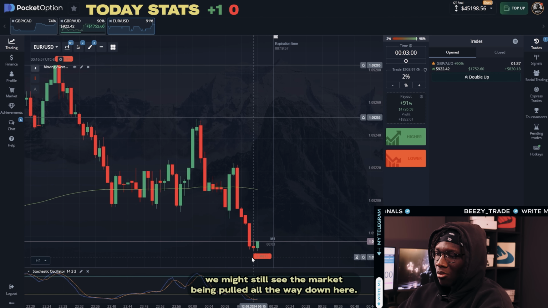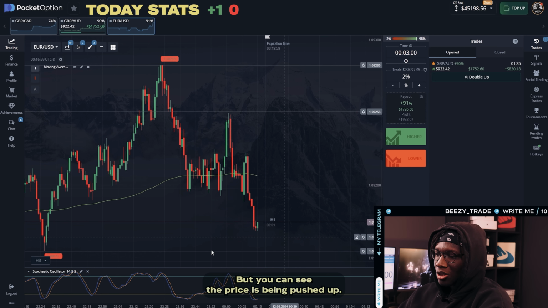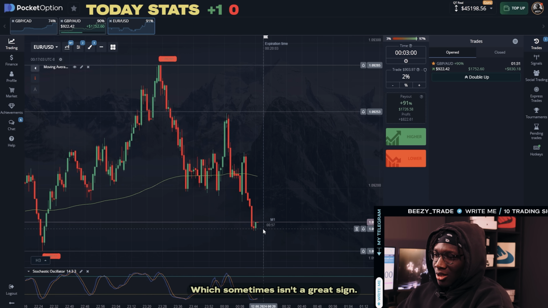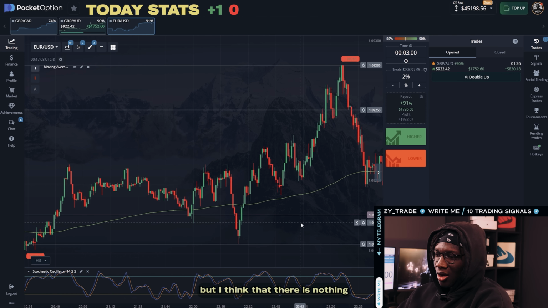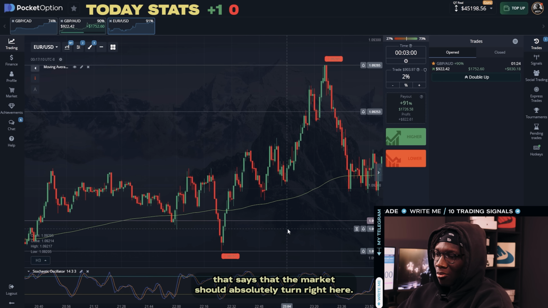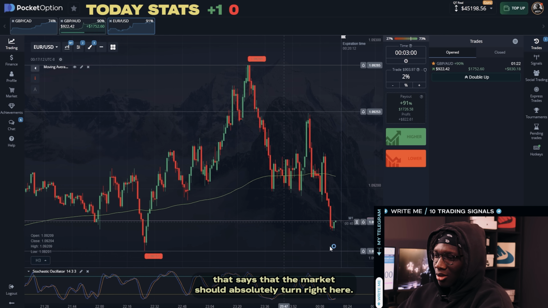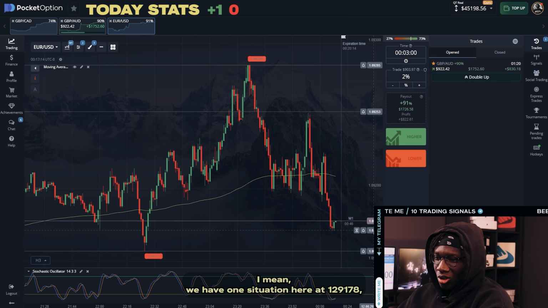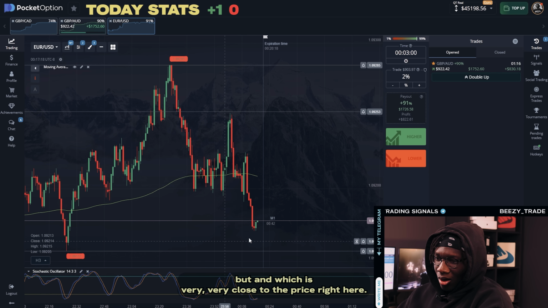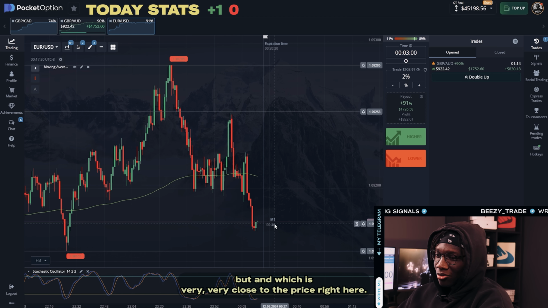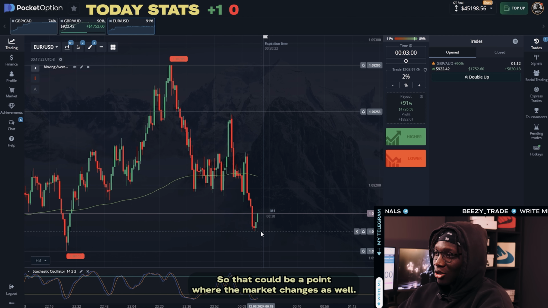And we might still see the market being pulled all the way down here. But you can see the price is being pushed up, which sometimes isn't a great sign. But I think that there is nothing that says that the market should absolutely turn right here. I mean, we have one situation here at 109.178, which is very, very close to the price right here. So that could be a point where the market changes as well.